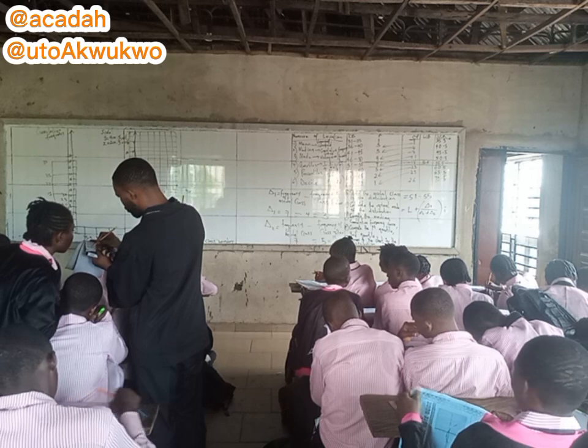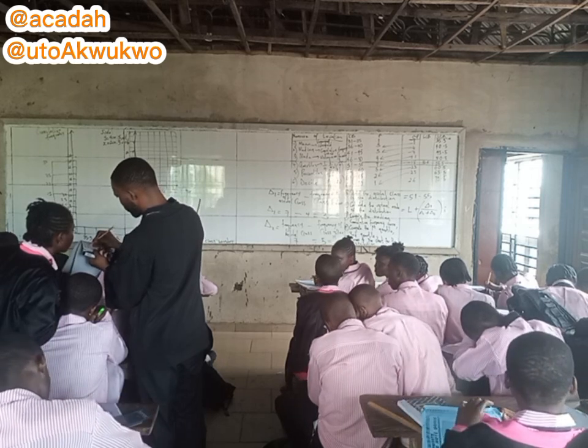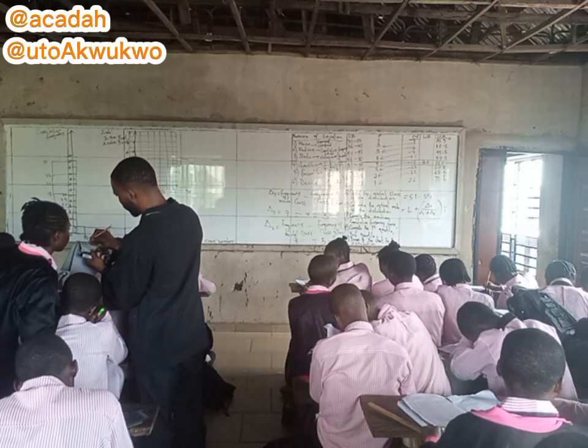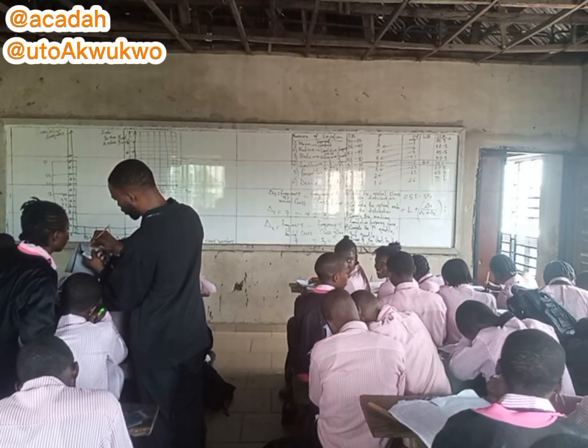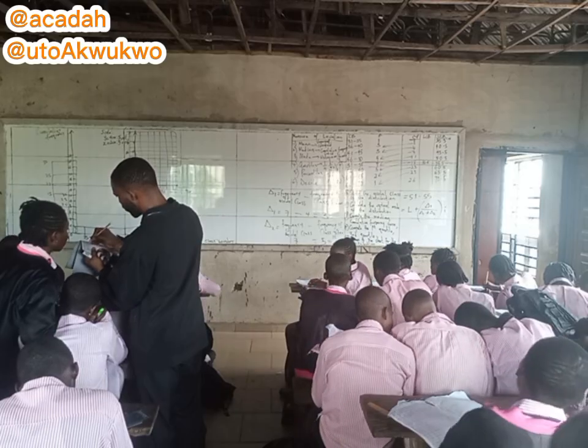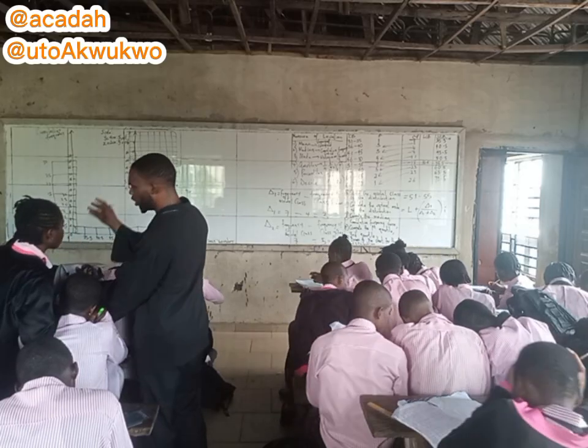0, 1, 2, 3, 1, 2, 3, 8 points to 4. Now 0. That's like 1, 2, 3, 4. 1, 2, 3, 4. Do it for all.